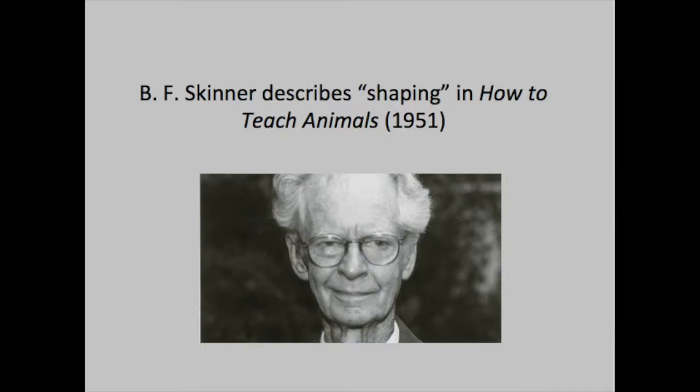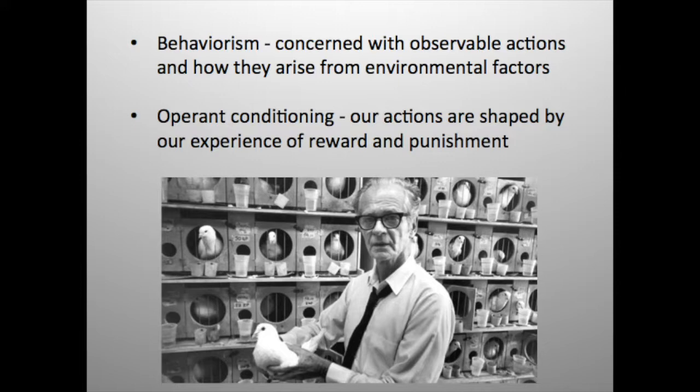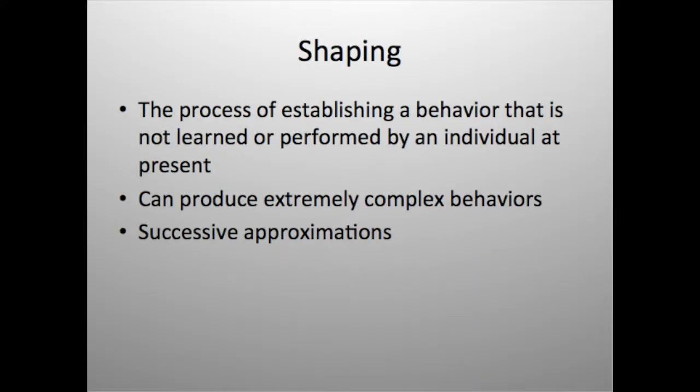In 1951, B.F. Skinner described shaping in his book How to Teach Animals. B.F. Skinner was an American psychologist, behaviorist, author, and inventor. He was not interested in understanding the human mind and its mental processes. Rather, his field of study, known as behaviorism, was primarily concerned with observable actions and how they arose from environmental factors. He believed that our actions are shaped by our experience of reward and punishment, an approach that he called operant conditioning.